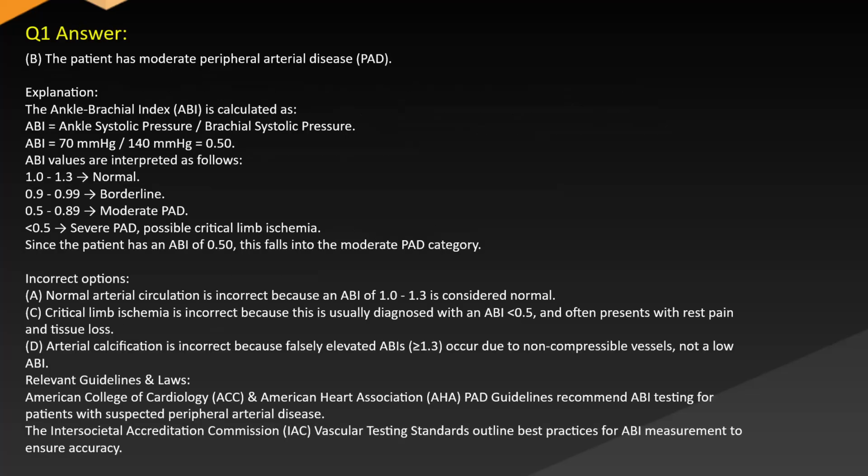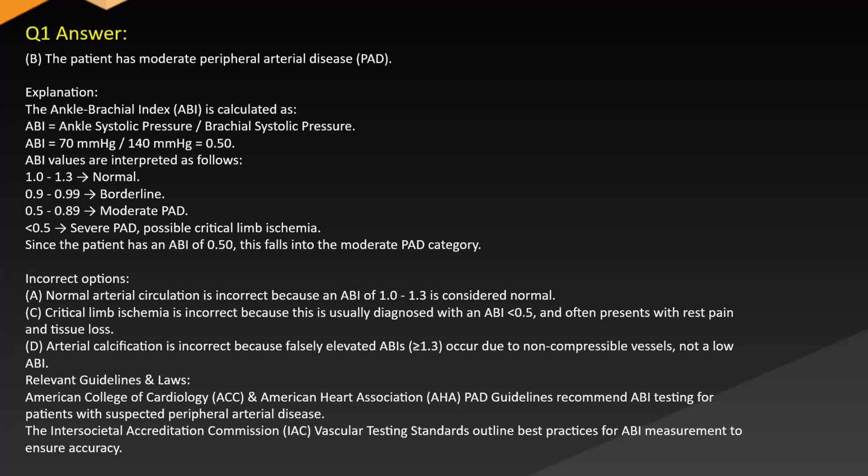Answer: B. The patient has moderate peripheral arterial disease, PAD. Explanation: the ankle brachial index (ABI) is calculated as ankle systolic pressure divided by brachial systolic pressure. ABI values are interpreted as follows: 1.0 to 1.3, normal; 0.9 to 0.99, borderline; 0.5 to 0.89, moderate PAD; below 0.5, severe PAD, possible critical limb ischemia. Since the patient has an ABI of 0.50, this falls into the moderate PAD category.